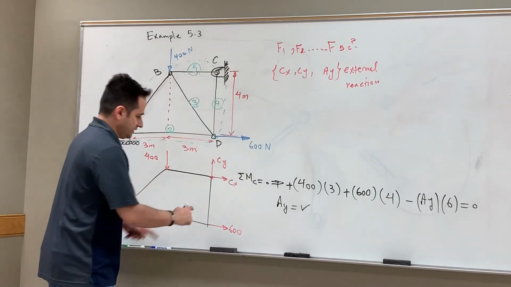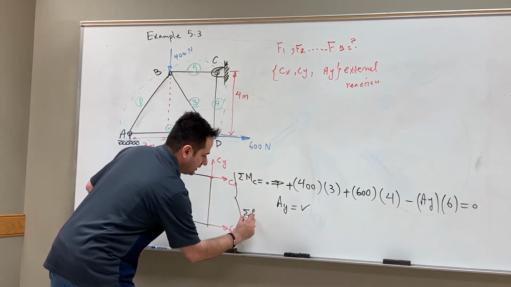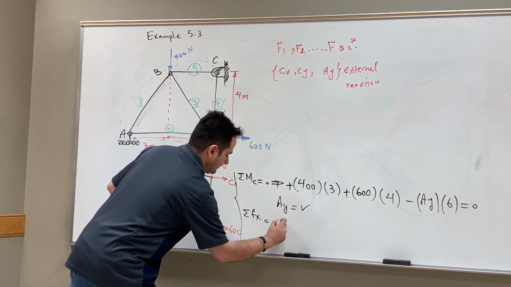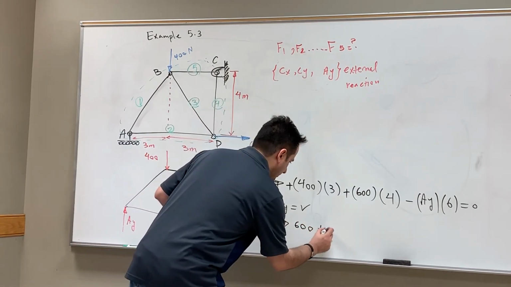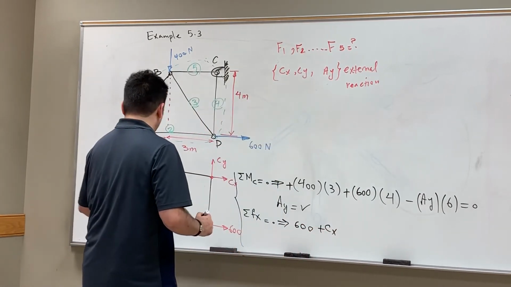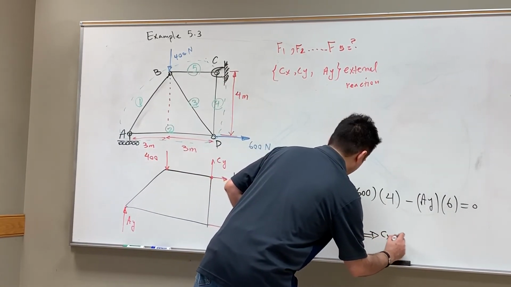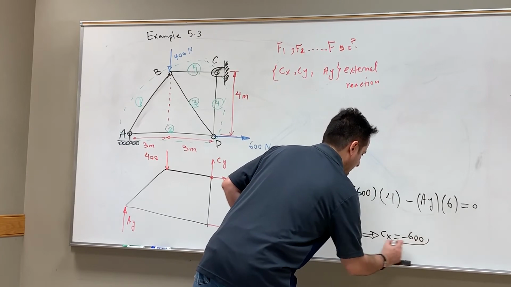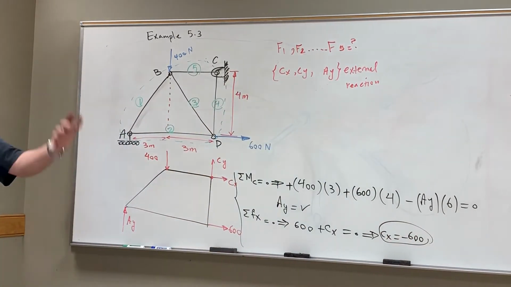Summation of force in the x direction. You see we have 3 equations here. Summation of force in the x direction is 0. Then you get 600 plus CX is equal to 0, so CX is equal to negative 600. And CY, summation of force in the y direction, you get CY.